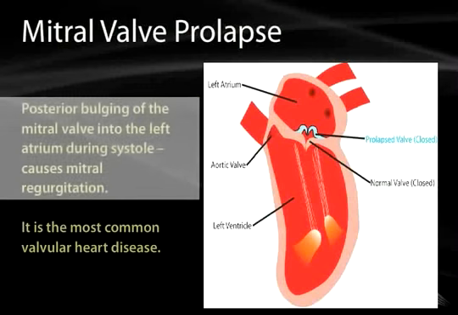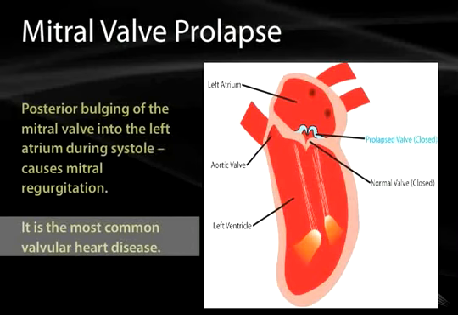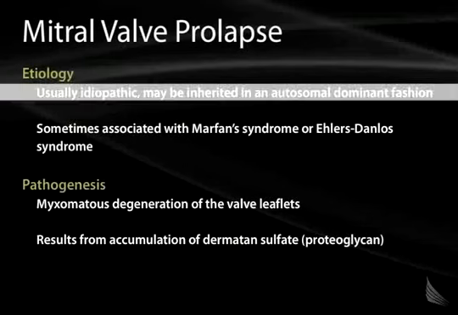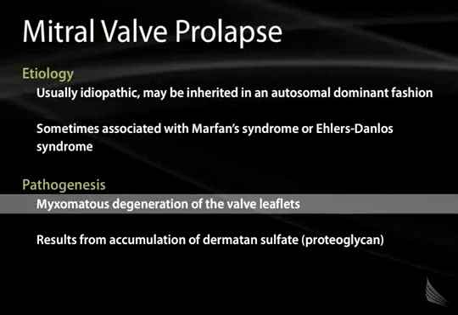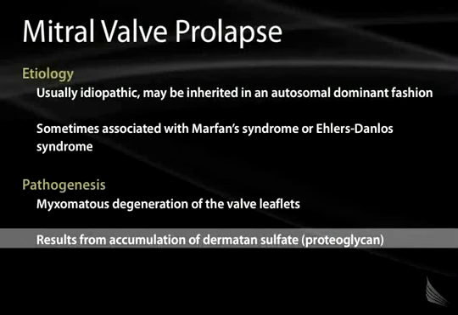Mitral valve prolapse is the posterior bulging of the mitral valve into the left atrium during systole, which leads at times to mitral regurgitation. It is the most common valvular heart disease. It's usually idiopathic, but it may be inherited in an autosomal dominant fashion. Sometimes it's associated with Marfan syndrome or Ehlers-Danlos syndrome. Myxomatous degeneration of the valve leaflets can lead to this. It results from accumulation of dermatan sulfate or proteoglycan.